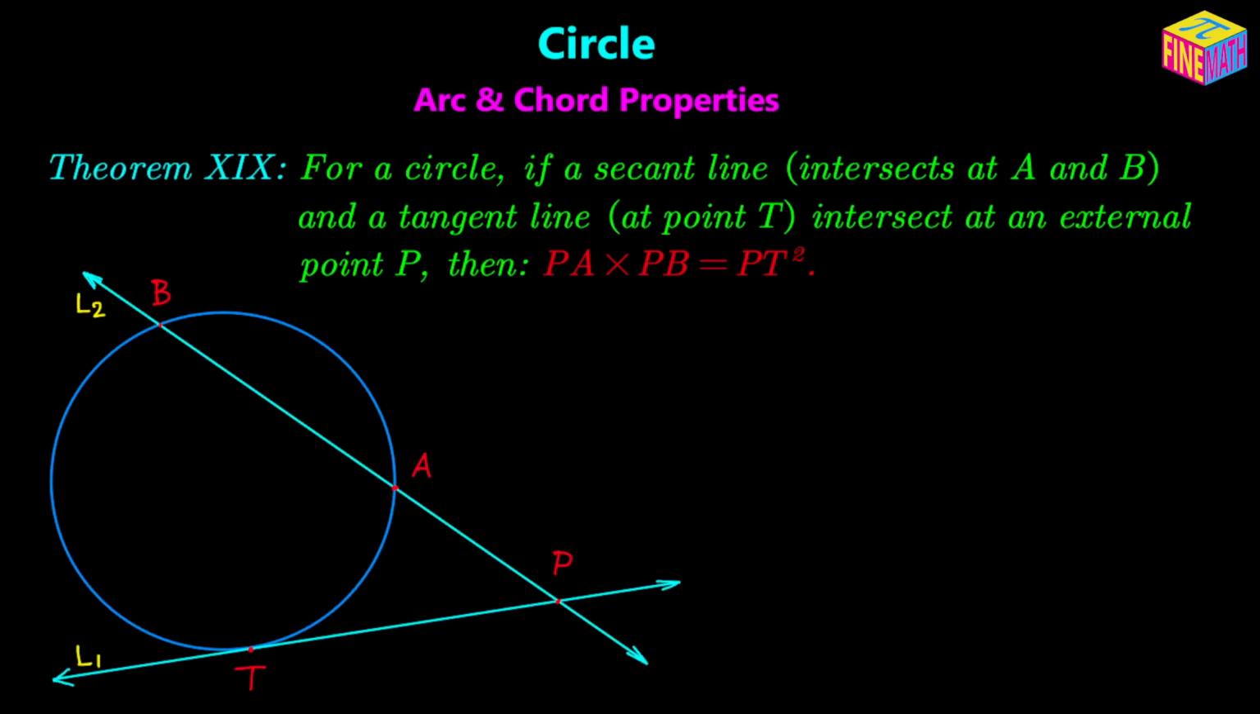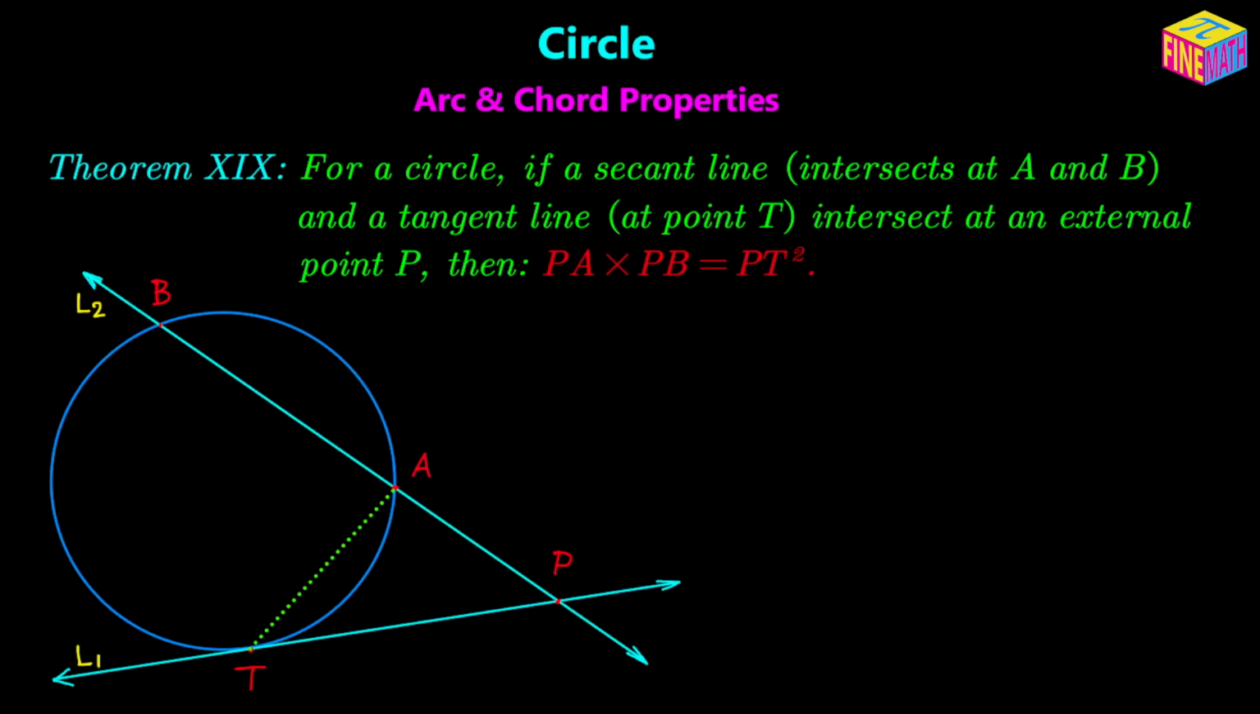So let's get started with the proof. For us to be able to do the proof, we have to do a little more construction. We have to create two similar triangles somehow, and then we can use the properties of similar triangles, and then we can prove the theorem. So I'm going to create one triangle first by joining the points A and T. Now we have a triangle PAT, and now I'm going to join the points B and T to create the triangle PBT.